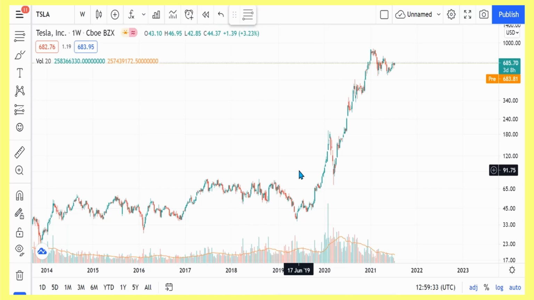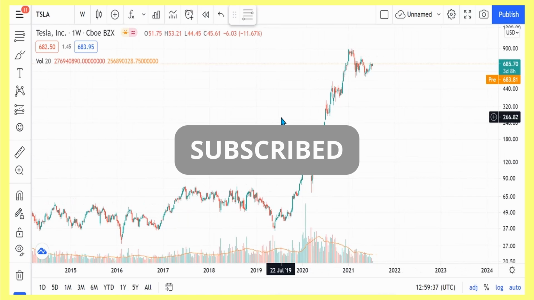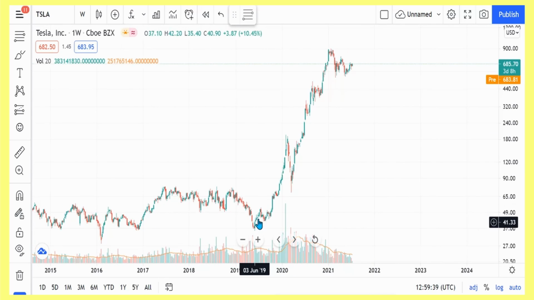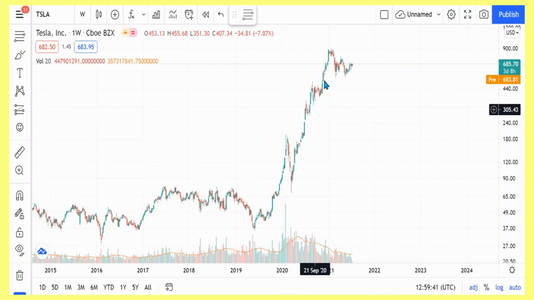Okay, so now let's begin our analysis. I'm right now in the weekly chart. If you look at the chart, we have a fantastic move upward, a retracement, and moving up again.